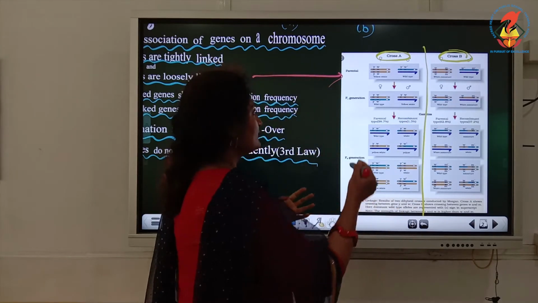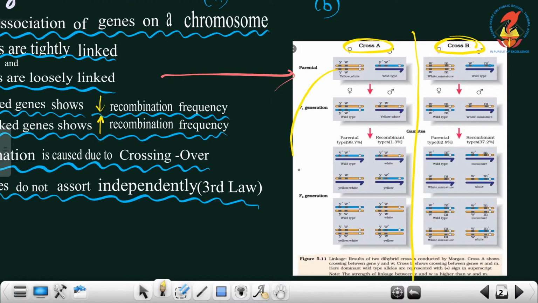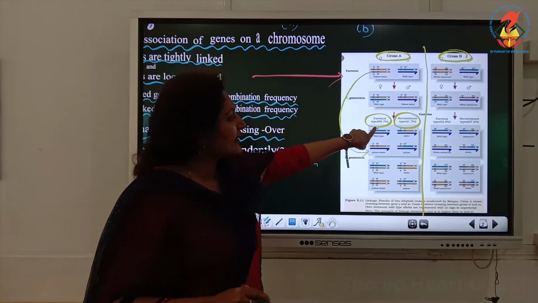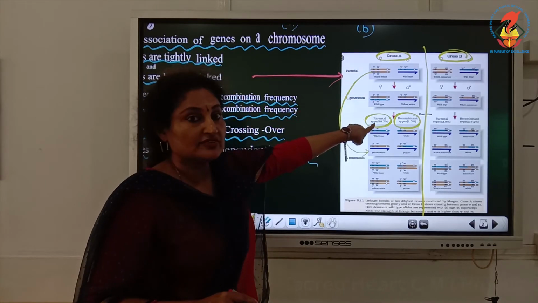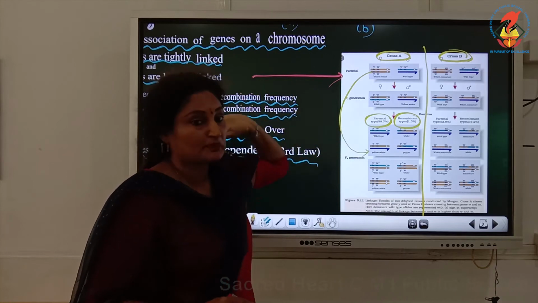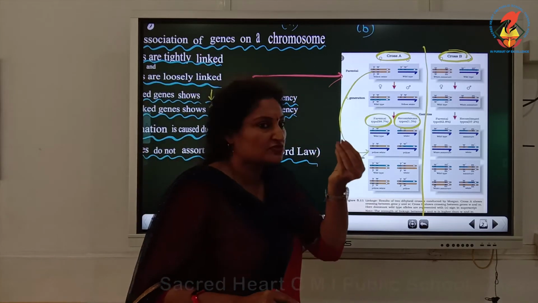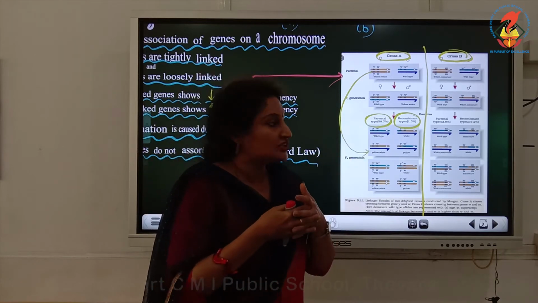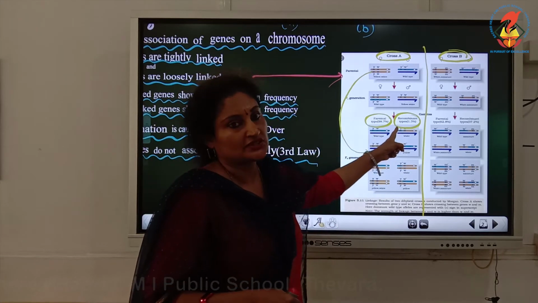And finally, in the F2 generation, look at the F2 result. Concentrate only on the result. The F2 result is, in cross A, the parental combination is 98.7%, nearly 99% is parental, but recombination is just 1.3%, which means that tightly linked genes show low recombination.